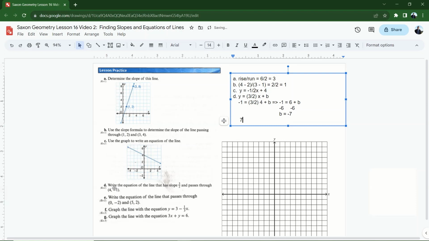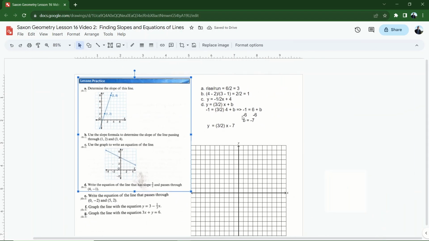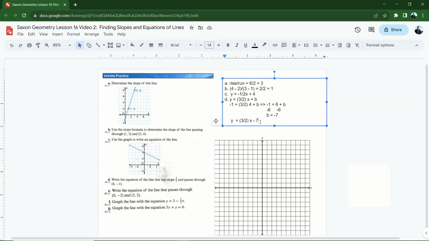It's going to be y equals 3 halves x plus -7, or I could just write -7. Okay, so I found the y-intercept by using the one point I was given, plugging that in for x and y with my slope, and then solving for the y-intercept. Once I know the y-intercept, I could just plug that into my slope-intercept form equation, and I am done with that one.